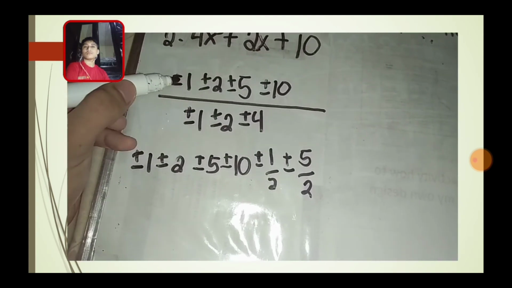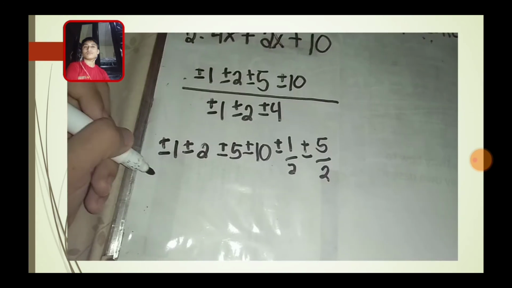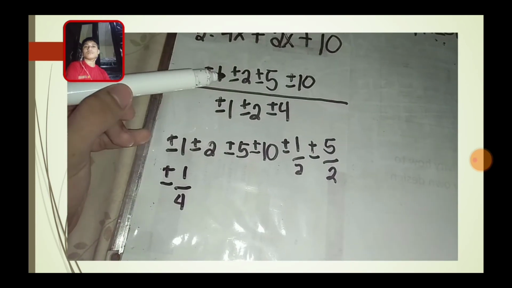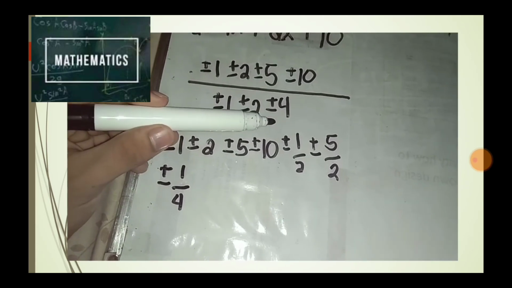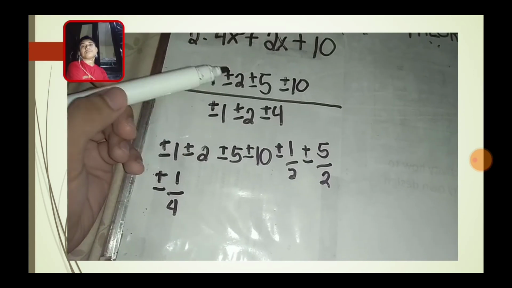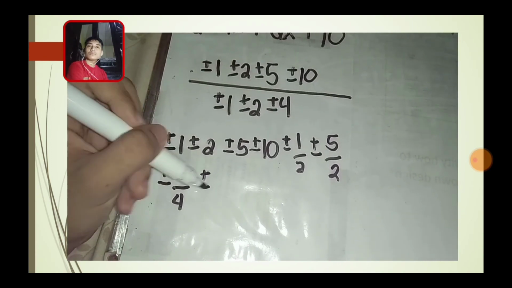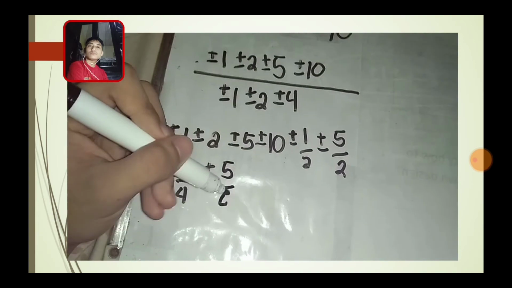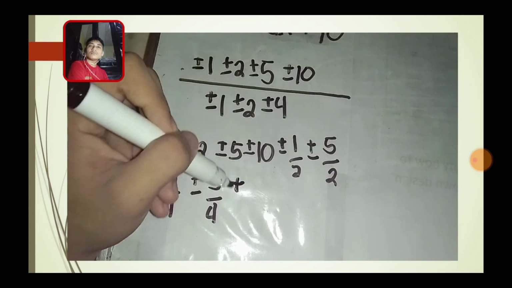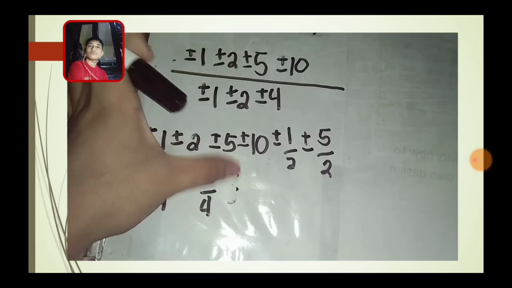As I said. Next, we have positive negative 1 divided by positive negative 4 is equal to positive negative 1/4. Next, positive negative 2 divided by positive negative 4 is 2/4. In lowest terms it is 1/2, so we no longer write it. Next, positive negative 5 divided by positive negative 4 is equal to positive negative 5/4. Next, positive negative 10 divided by positive negative 4. In lowest terms it is a repeat, so we no longer write it.